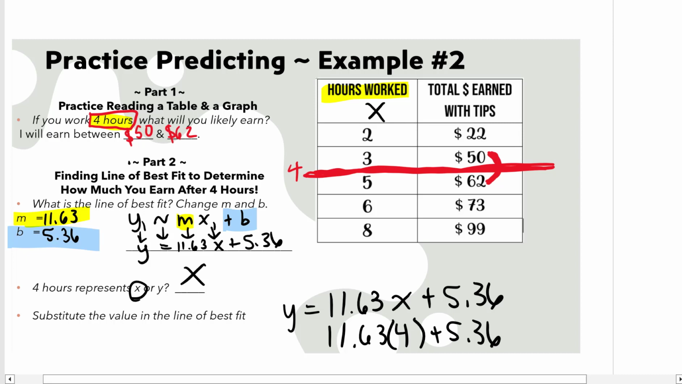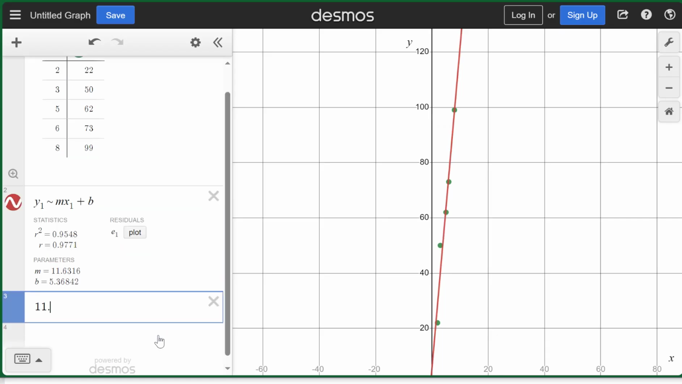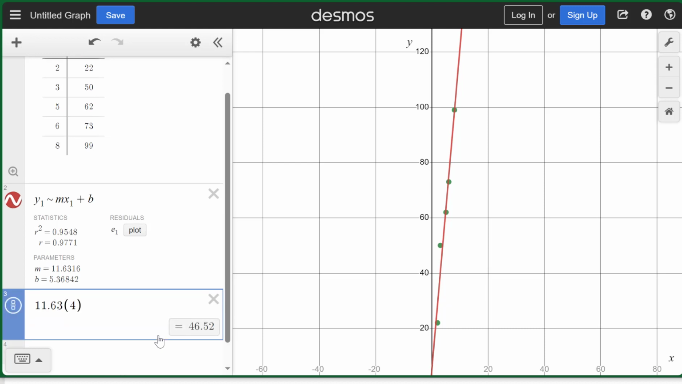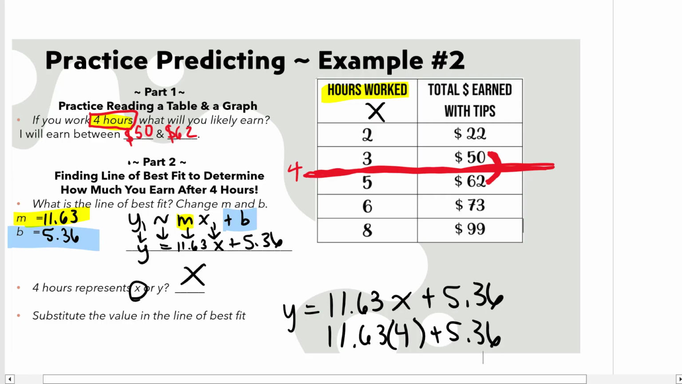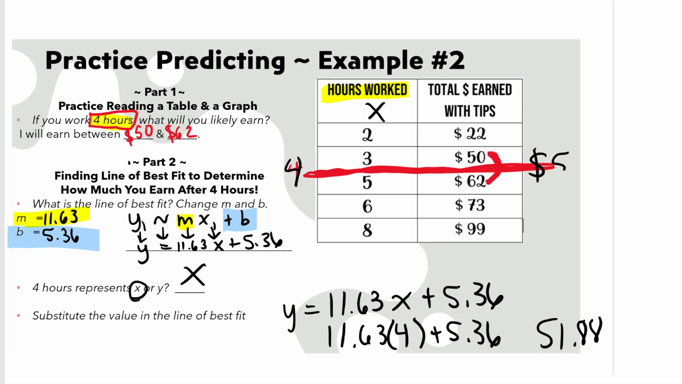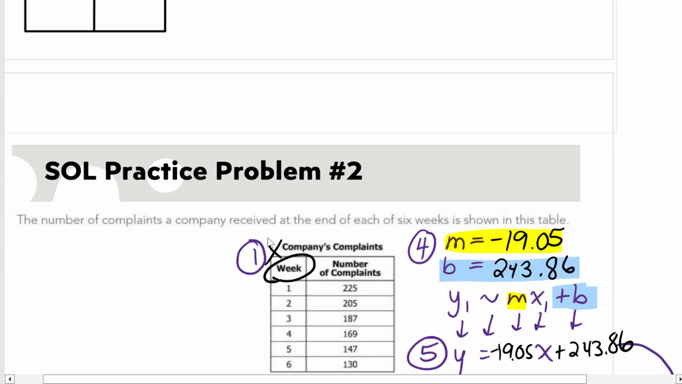Now we type this in Desmos. The final answer is 51.88. So, if you work 4 hours, you probably are going to make $51.88. Now, you need to practice the next 2 problems and answer the questions.